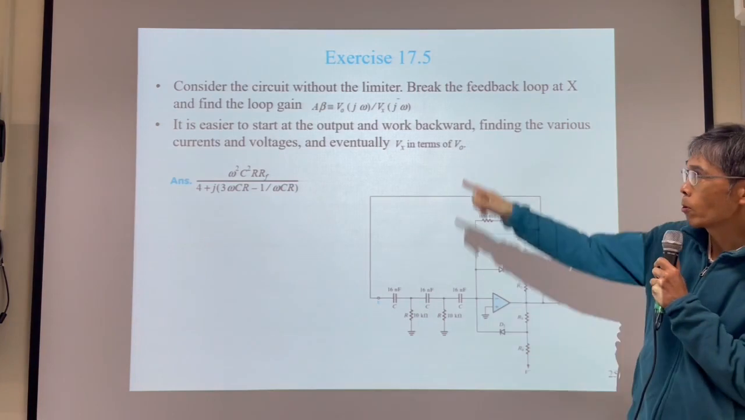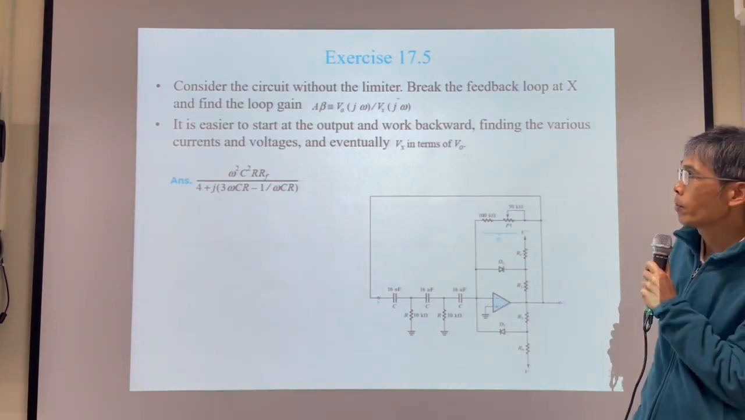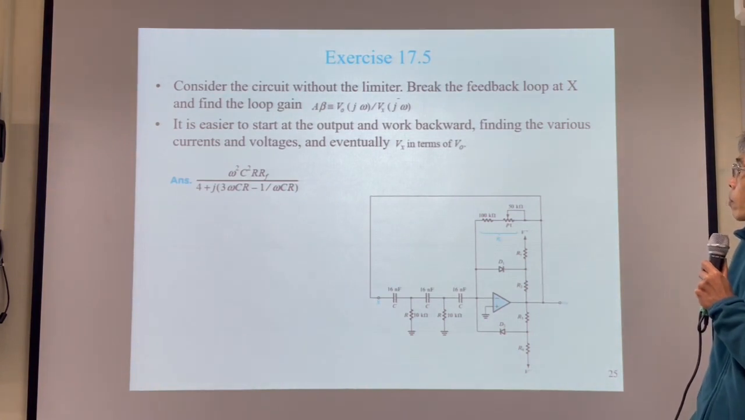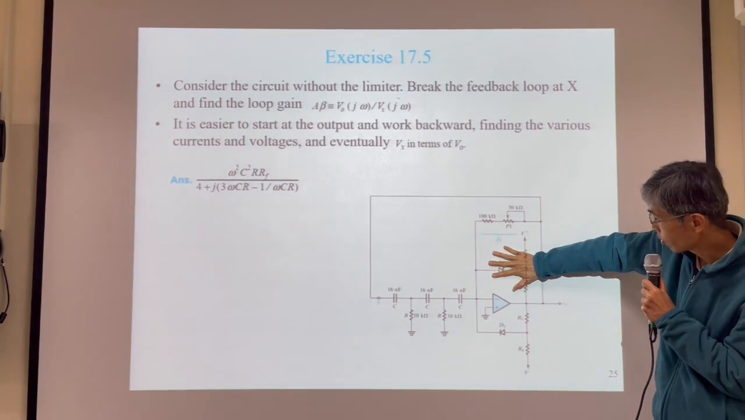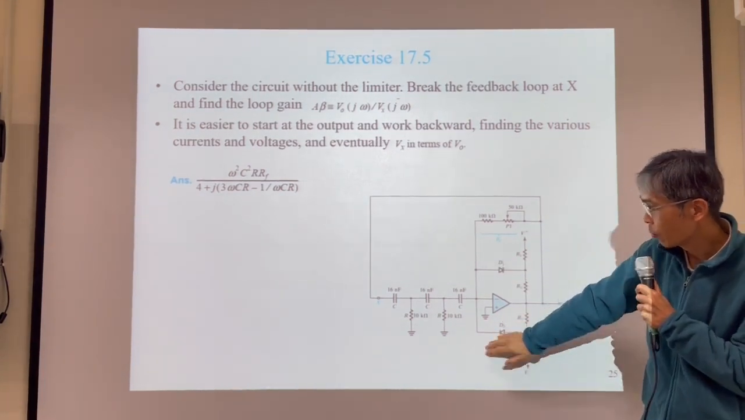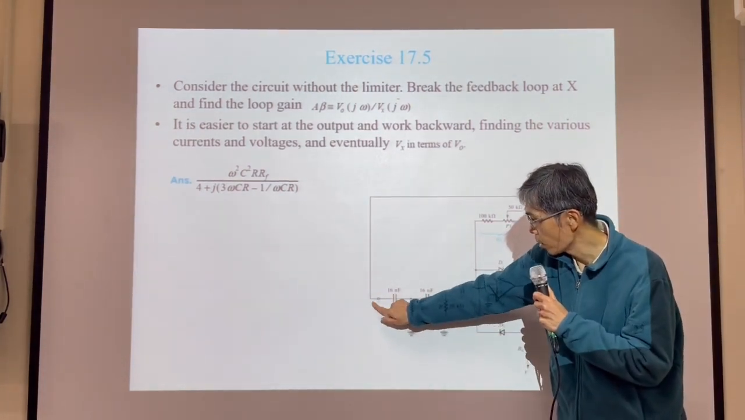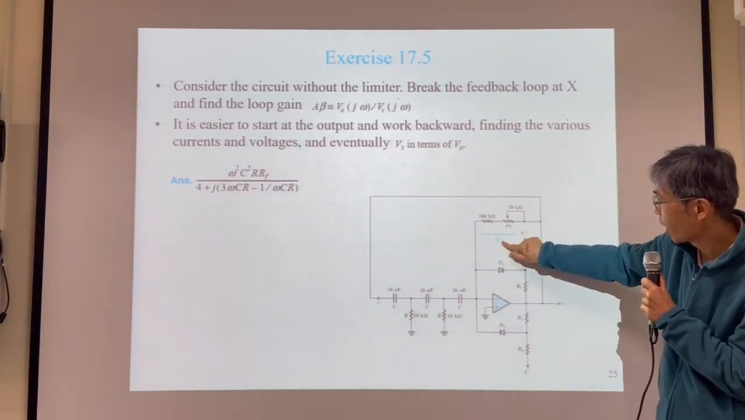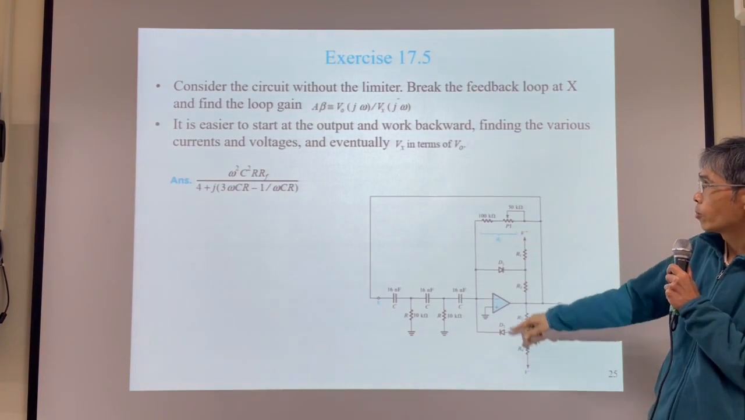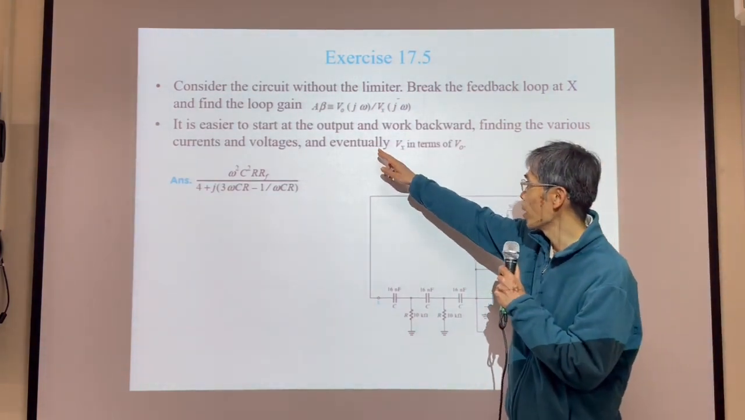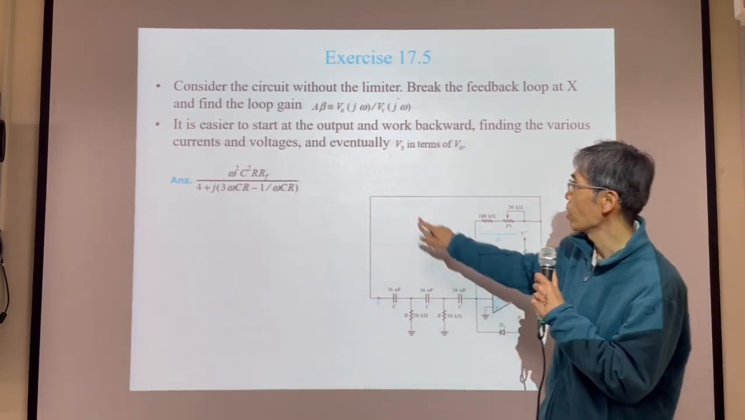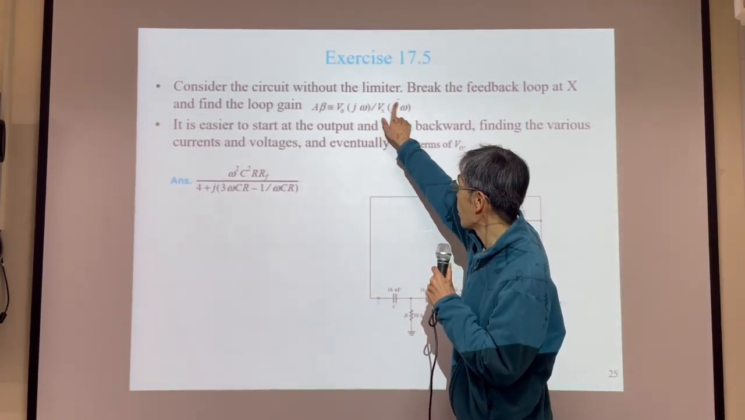Kumio, could you read the first point? Consider the circuit without the limiter, break the feedback loop at X, and find the loop gain. Okay, first, we don't consider the limiter, and we break the circuit here. So this is the input, this is the output, and this one is RF. So calculate the loop gain beta A. Beta A equals this. This is the beta A loop gain.